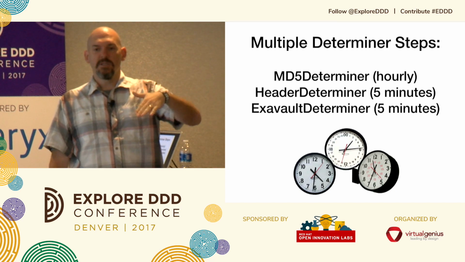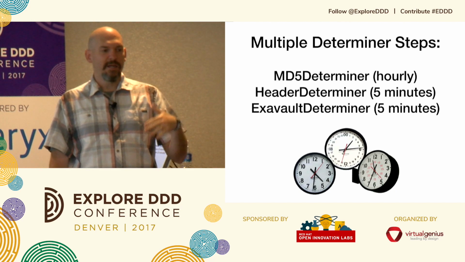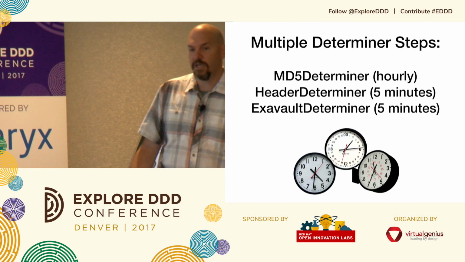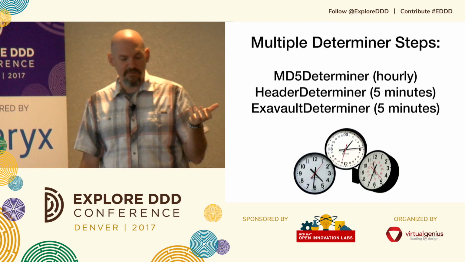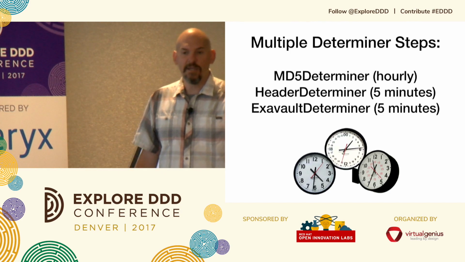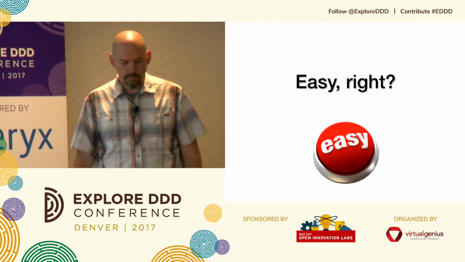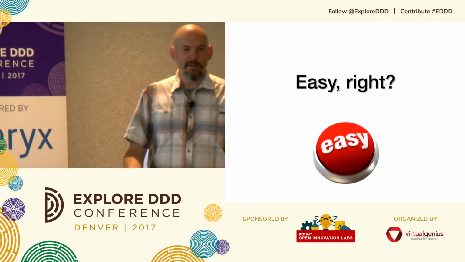We had multiple determiners, we realized. Sometimes we want to check hourly and check an MD5 checksum. Other times we might want to check every 5 minutes and maybe just have an HTTP header response. Did the feed change? So this sounds easy, right?